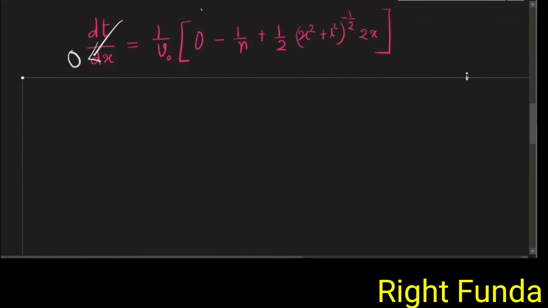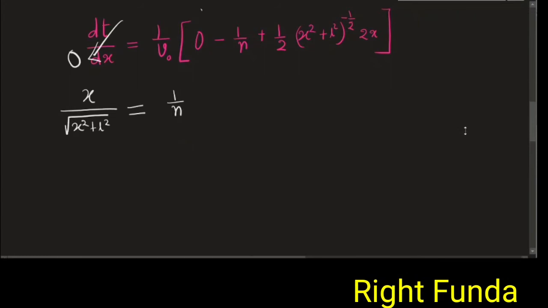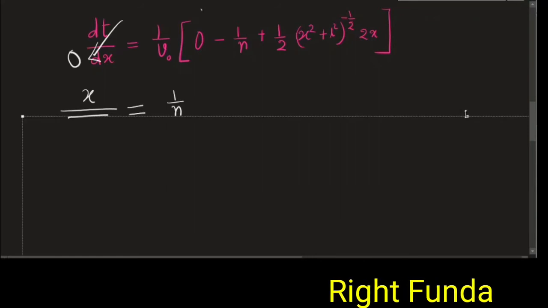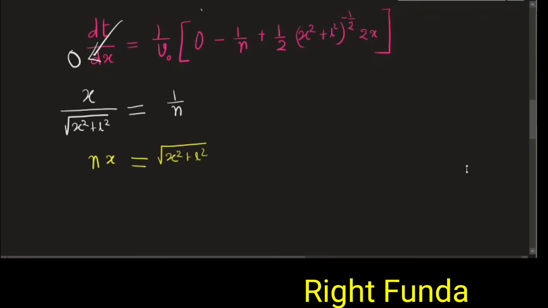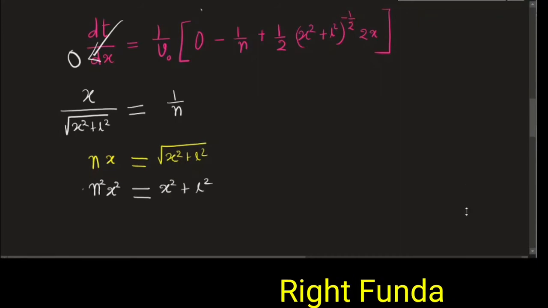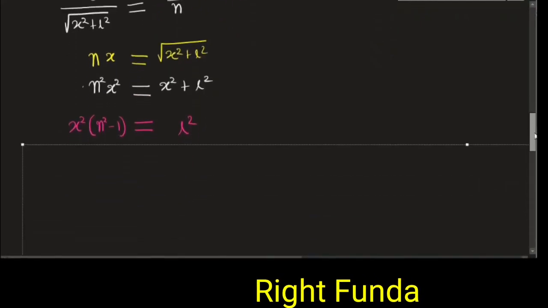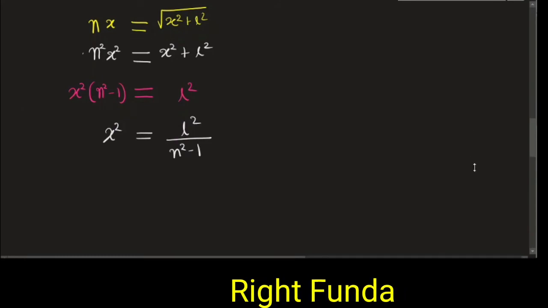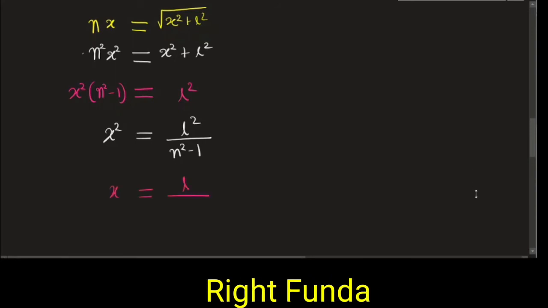If I put this to 0 and simplify this equation, I get X by the square root of X square plus L square is equal to 1 by n. I'll cross multiply both sides. I get nX is equal to the square root of X square plus L square, and if I square both sides, then n square X square is equal to X square plus L square. Taking X square to one side, I get X square is equal to L square by (n square minus 1). I will take the square root, and X is a distance, so it has to be a positive quantity, so I'll take only the plus value.